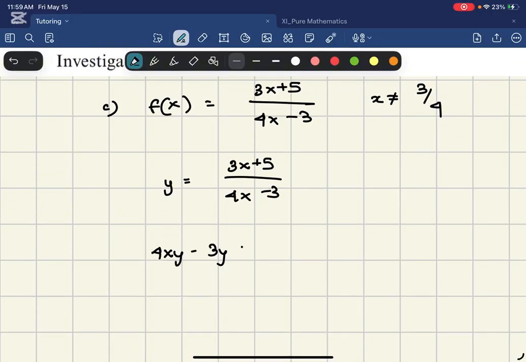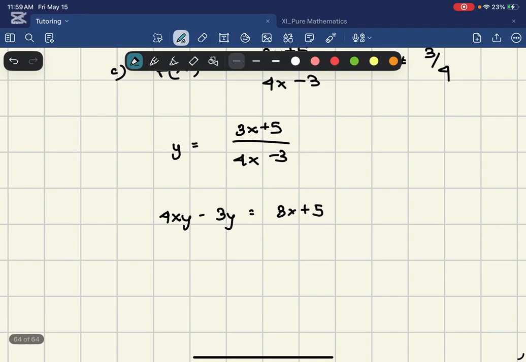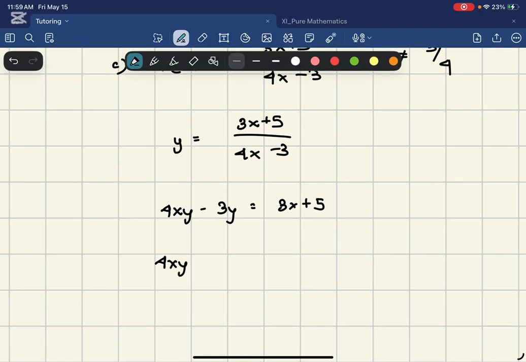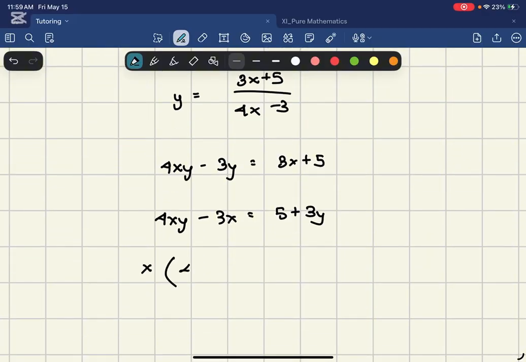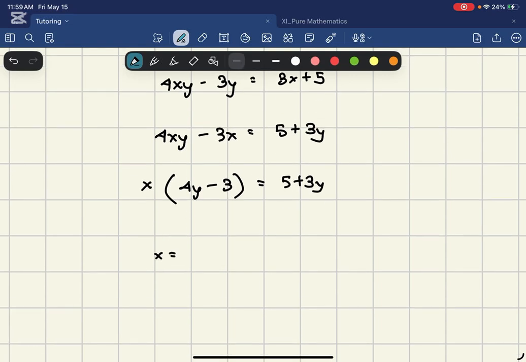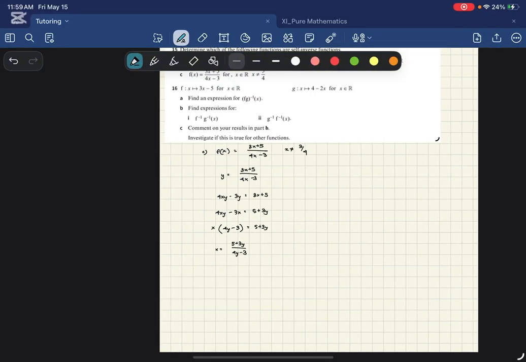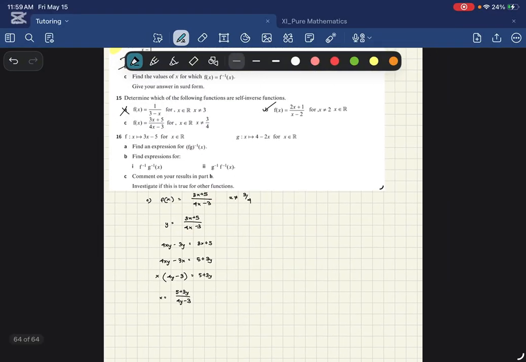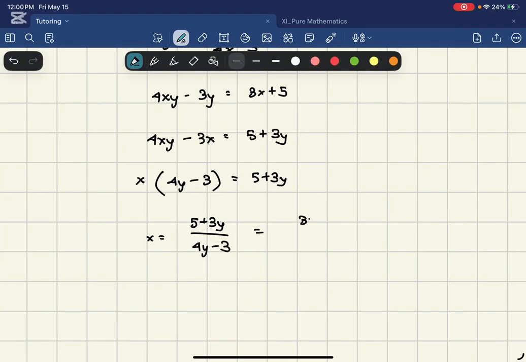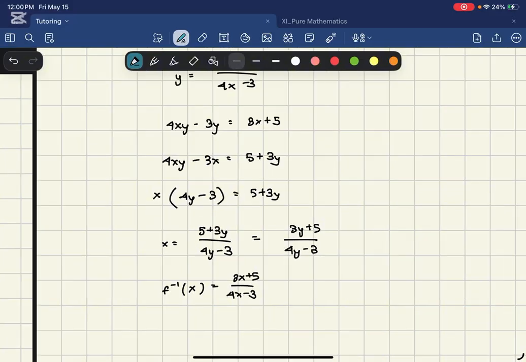4xy minus 3y is equal to 3x plus 5. Right? So 4xy minus 3x is going to give you 5 plus 3y. I factor out the x. I have x times (4y minus 3) is 5 plus 3y. And then x is going to be (5 + 3y)/(4y - 3). And I can rewrite this as (3y + 5)/(4y - 3). And therefore, f inverse of x is equal to (3x + 5)/(4x - 3).